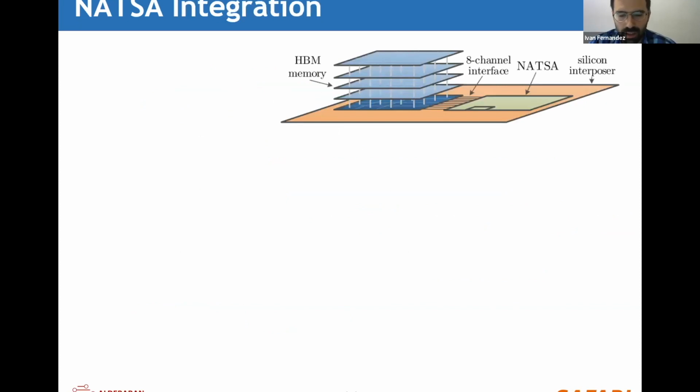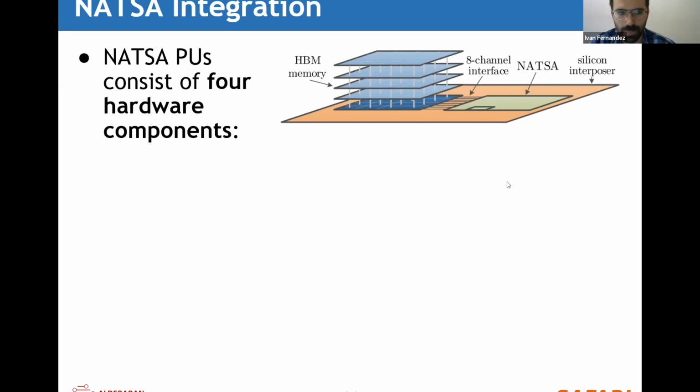Let's talk about NATSA integration in the system. In this figure, you can see how NATSA can be used in a system. So what we have is an HBM cube over here that is connected to NATSA using an 8-channel interface. NATSA, as I said, is composed of several processing units, and both components are placed in the same silicon interposer.